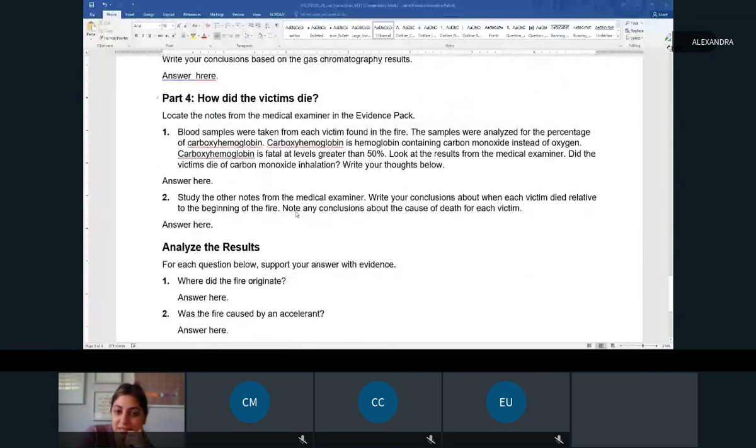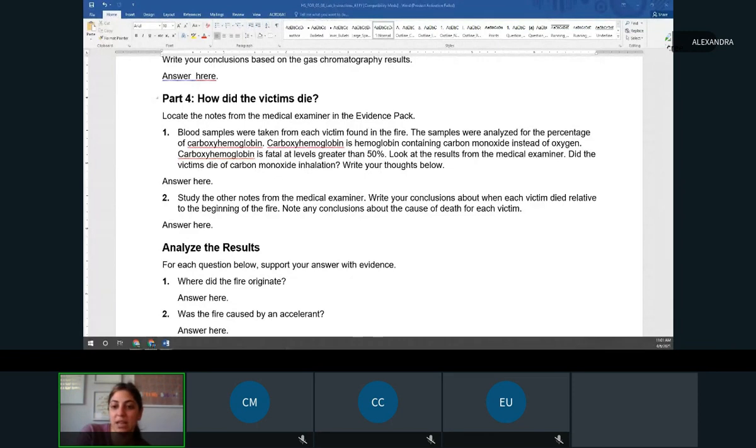Great. All right, let's go into how the victims died. Locate the notes from the medical examiner in the evidence pack. Blood samples were taken from each victim found in the fire. The samples were analyzed for the percentage of carboxyhemoglobin. Carboxyhemoglobin is hemoglobin that contains carbon monoxide instead of oxygen. Carboxyhemoglobin is fatal at levels greater than 50%. Look at the results from the medical examiner. Did the victims die of carbon monoxide inhalation? Then write your thoughts below.